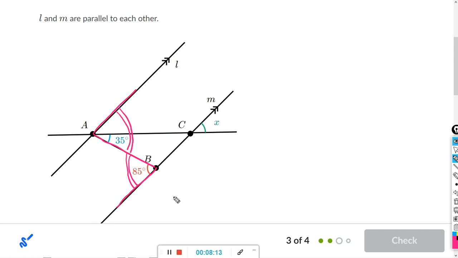Okay, inside the Z, those are alternate interior angles, which are congruent. So if this one's 85, this is going to be 85 as well. All right, and if this piece is 35, then this piece right here is just going to be 85 minus 35. Okay, so this one right here is 50.